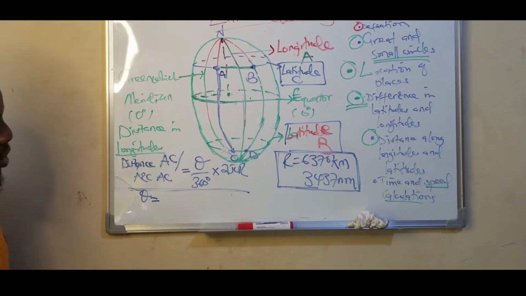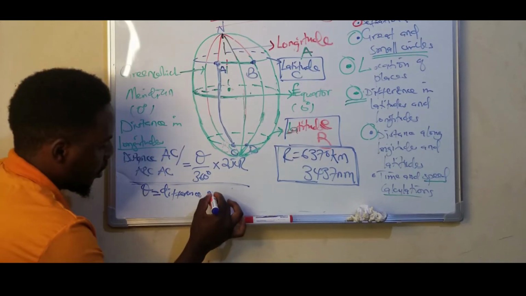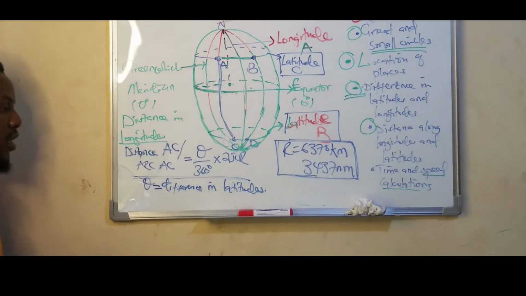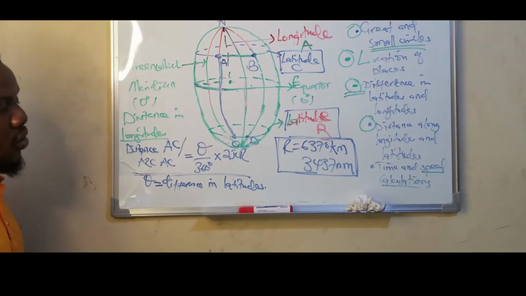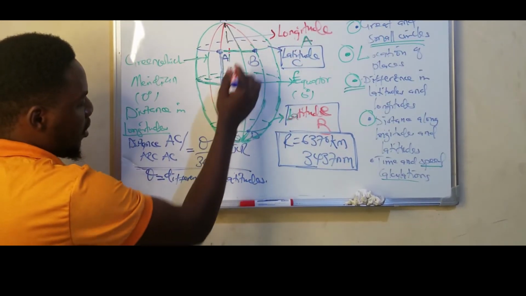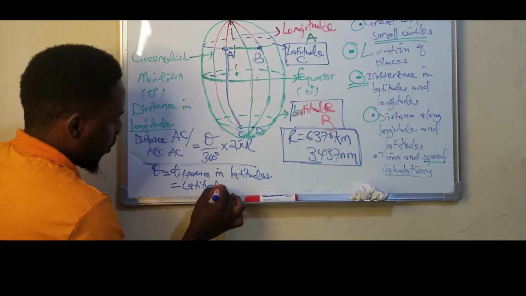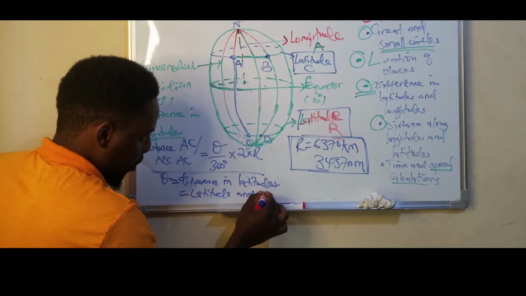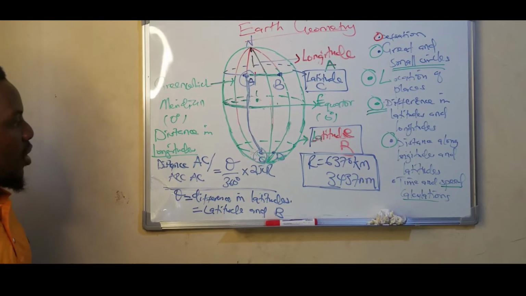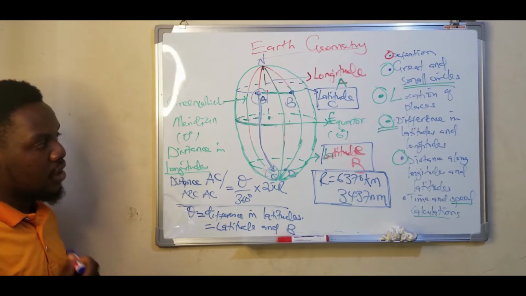So theta is actually the difference in latitudes. Which latitudes are we talking about? The difference in the latitudes where the particular points lie. So this will be the difference in latitude C and latitude B, where point A and point C lie. So when you're calculating the distance in longitudes, theta will be the difference in latitudes.